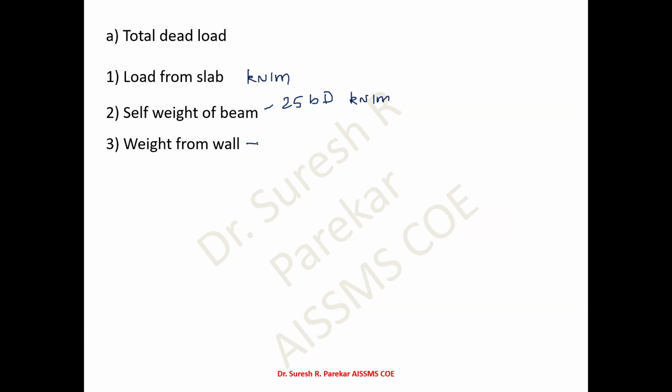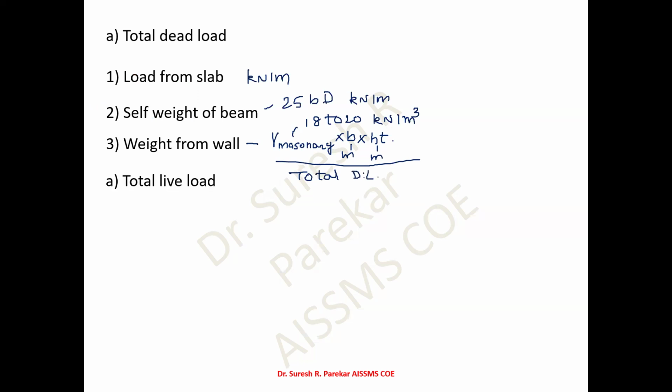Now weight from wall. So we are going to consider gamma masonry, and then we have to multiply it by width of that wall, multiply by height of that wall. So gamma masonry value is generally taken as 18 to 20 kilonewton per meter cube. And then multiplied by B in meters, height in meters, and then you are going to get this total dead load from there. So total dead load: do not make it ultimate, keep it as it is. Then you have total live load.